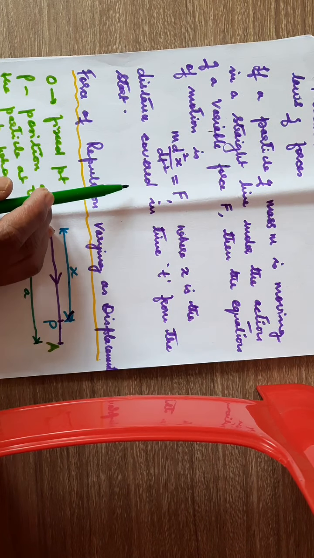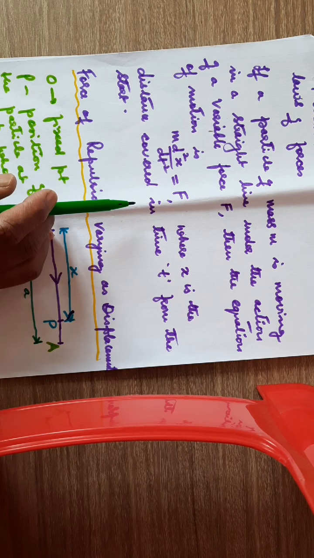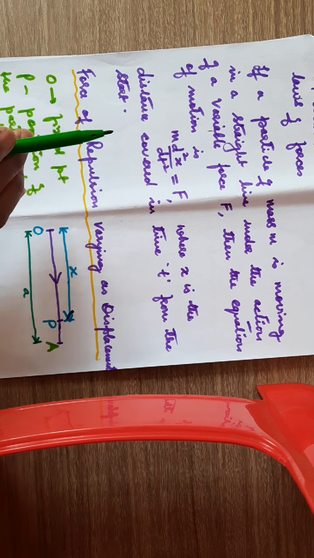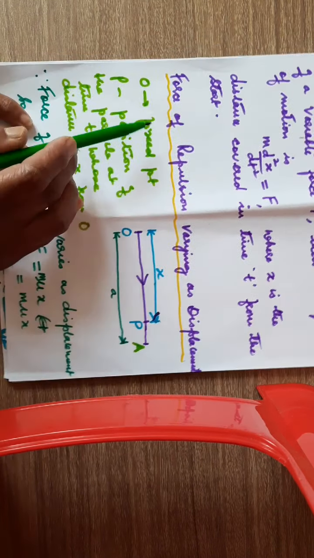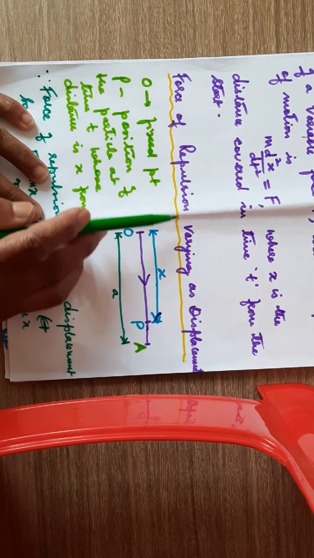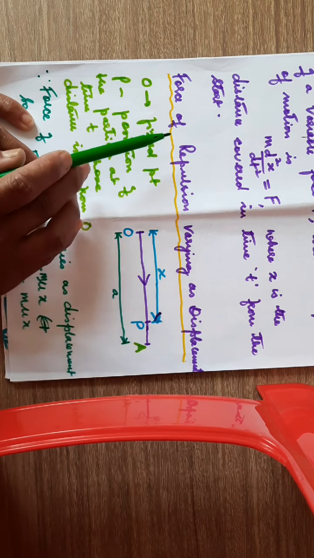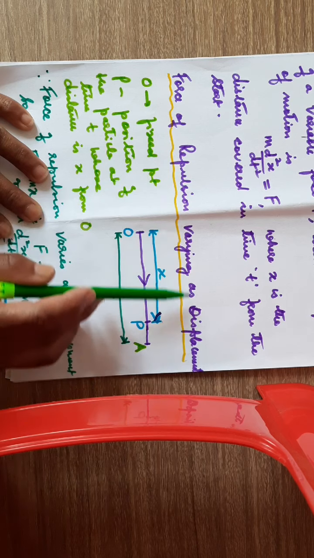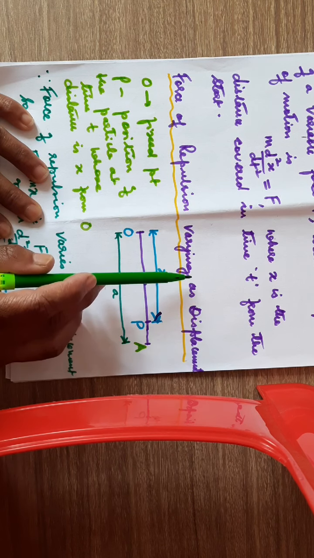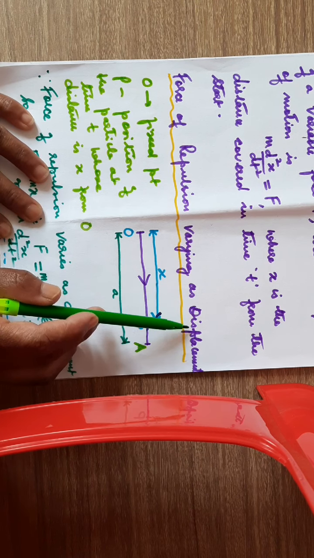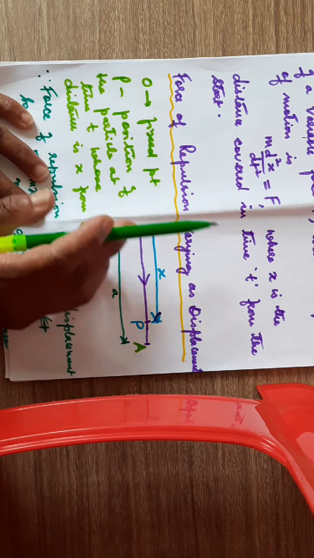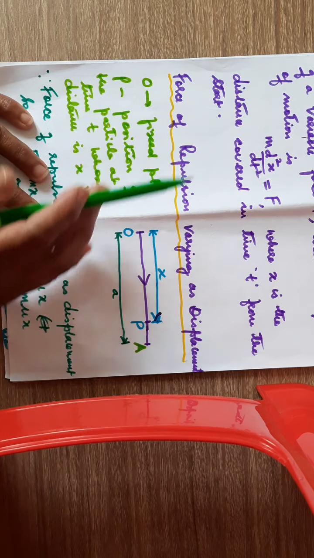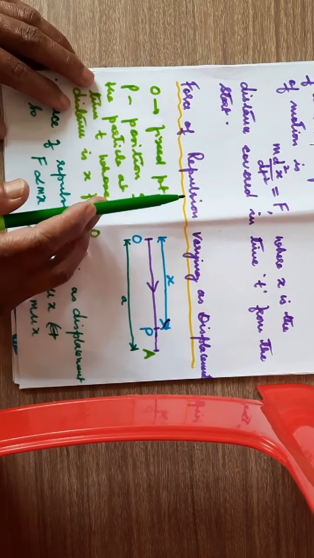So let us discuss the motion of the particle under different variable forces F. The first one is: force of repulsion varying as displacement. That means in this case the force varies as the displacement, or is proportional to displacement. Repulsion here means that the particle is moving away from the center of attraction.